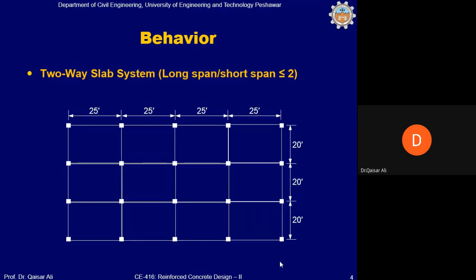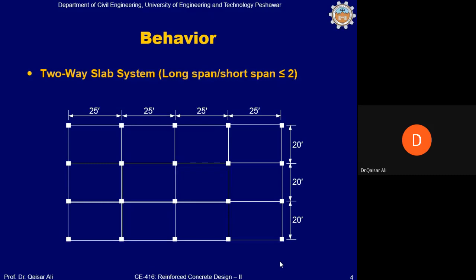As you know, we have discussed in RCD 1 that if a slab is supported on all 4 sides, then depending upon the longer to shorter span ratio, it may be categorized as one-way slab system or two-way slab system. If the longer to shorter span ratio is 2 or greater than 2, it will be categorized as one-way slab system, and if the longer to shorter span ratio is less than 2, it will be categorized as two-way slab system.